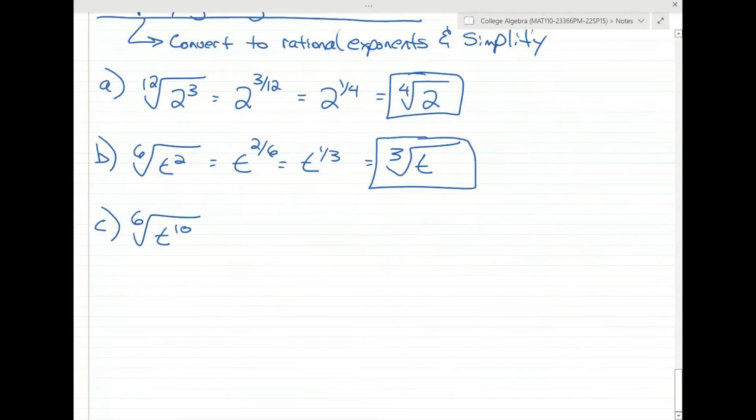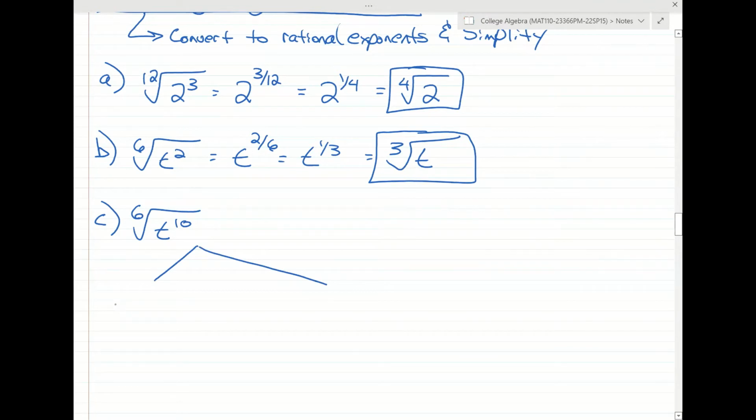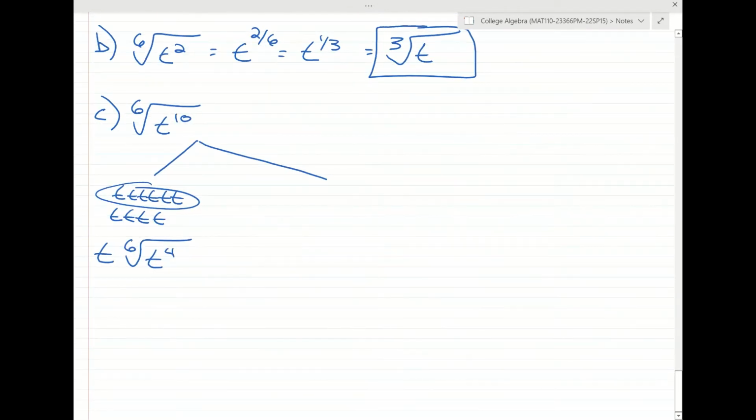So there's a couple different ways to do this problem. One way is to write t 10 times. You have one group with 4 left over. And then write this t to the 4 over 6, which is just 2/3. So the best answer would be t times the cube root of t to the second. That's one way to do it. That'll get the job done. It's just a little longer.